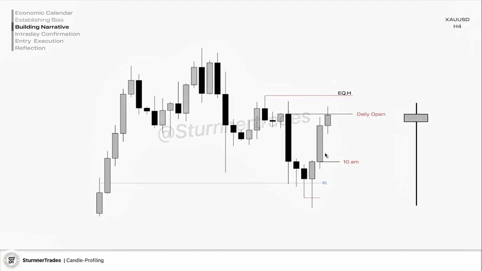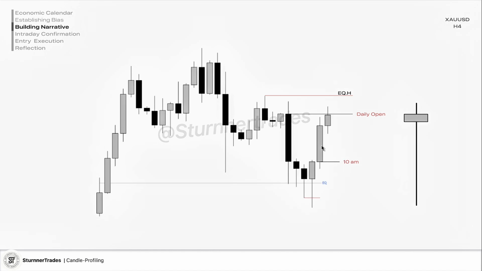And if you shift your eyes to the left, you will notice clean equal highs sitting right around the Asia high. And that became my intraday draw on liquidity and also my short-term targets. So now that I've identified the likely expansion candle, the one that's going to carry the move, it's time to drop to the hourly chart.